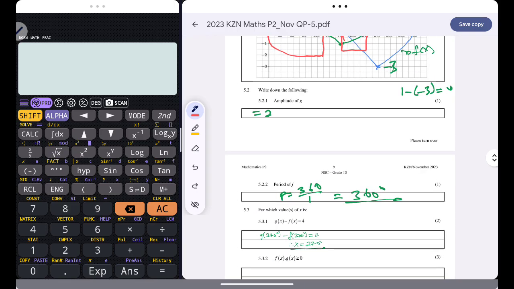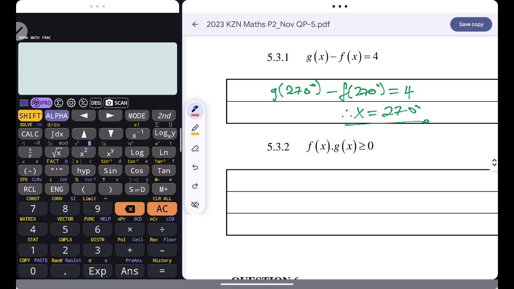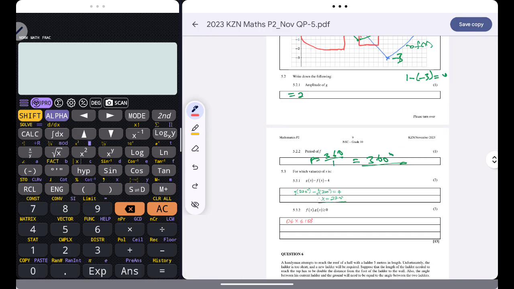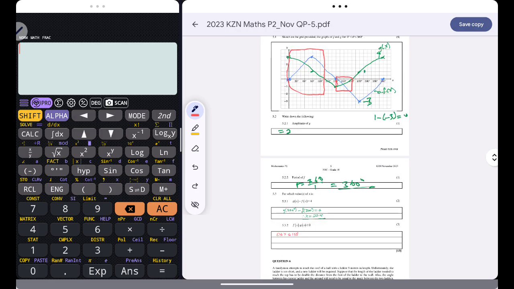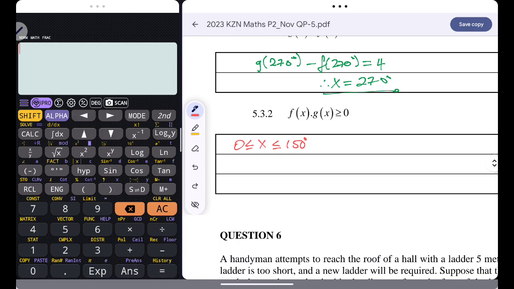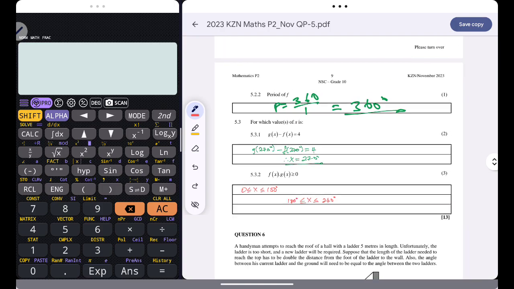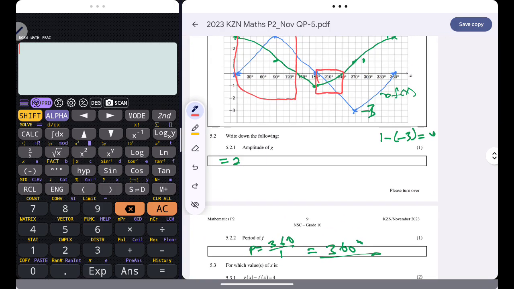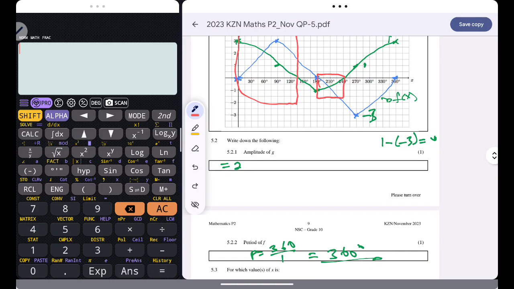So I'll simply write: when x is between 0 and 150, let me confirm. Yeah, 0 and 150. And then the second one, when x is between 180 and 240.